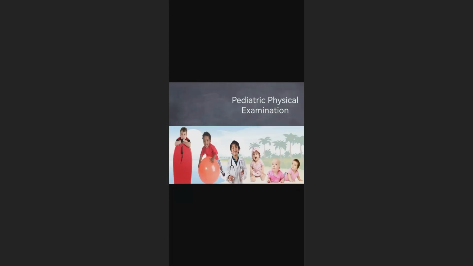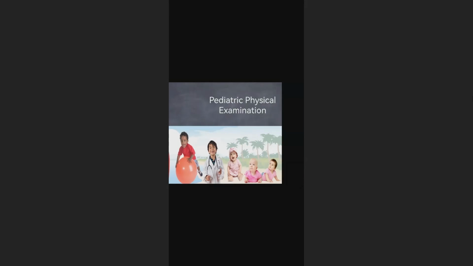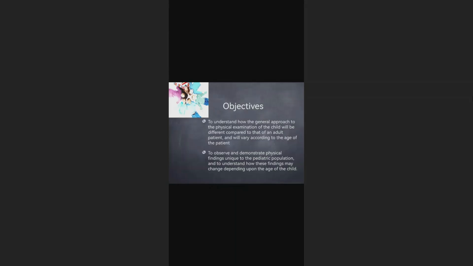So let's go to pediatric physical examination. So there are just some discrepancies in pediatric physical examination than that of adult, especially true when we are dealing with neonates. Okay, so the objectives of this is to understand how the general approach to the physical examination of the child will be different compared to that of an adult patient. And it will vary according to the age of the patient, as I mentioned earlier. So to observe and demonstrate physical findings unique to the pediatric population and to understand how these findings may change depending upon the age of the child.